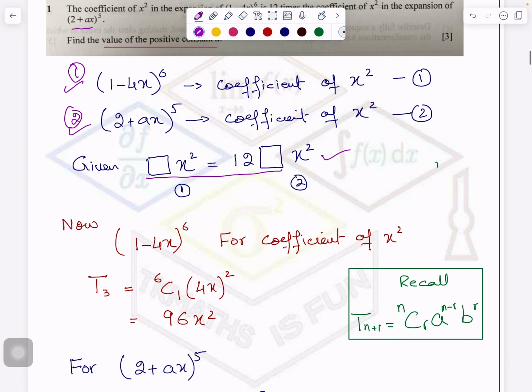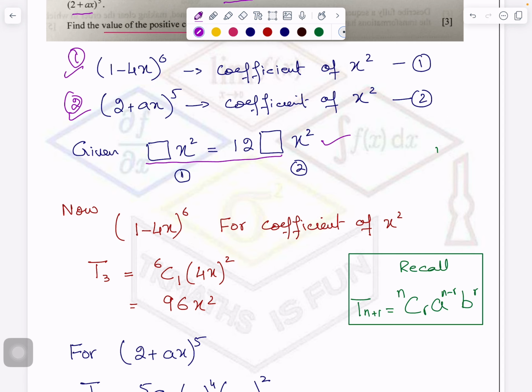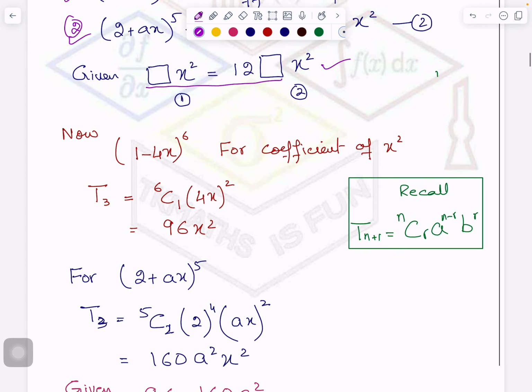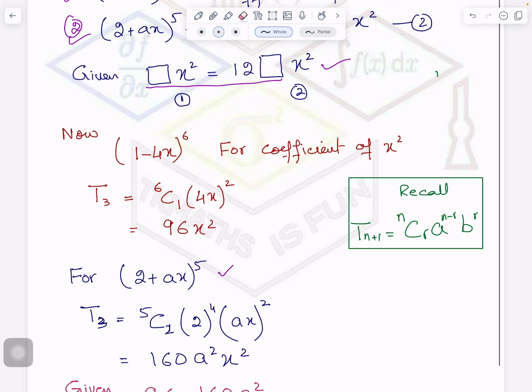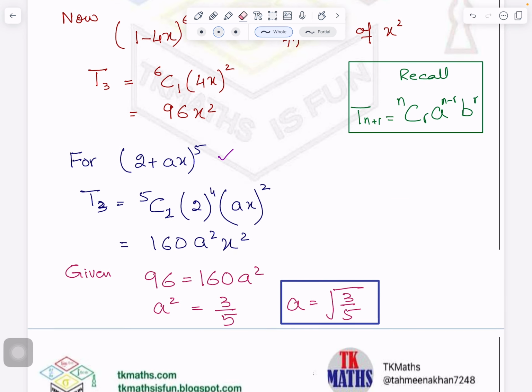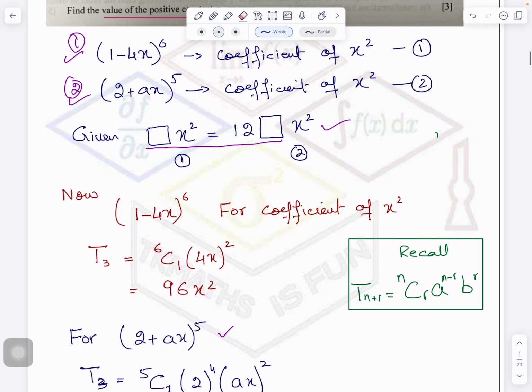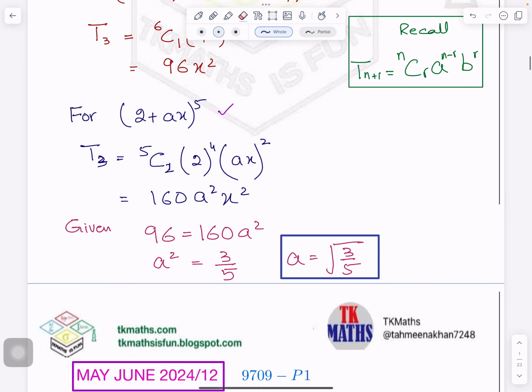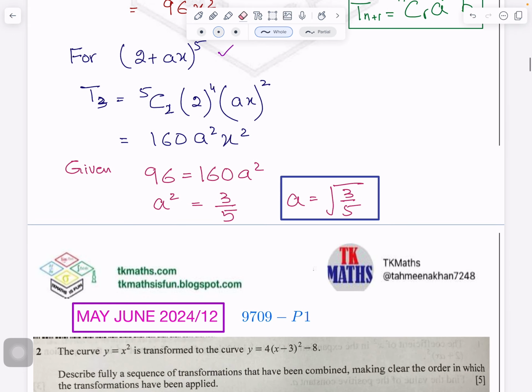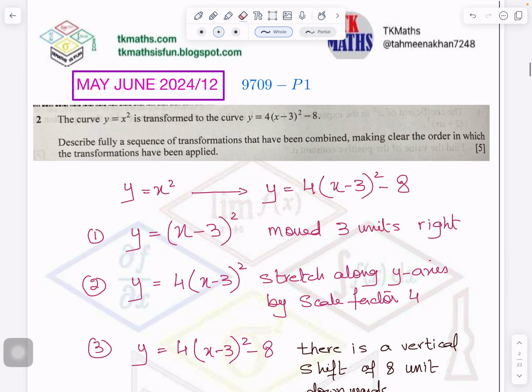So you can see here I have found it by the simple formula, the coefficient of x square, which is 96 here. And in the second binomial, there is unknown a. So I got 160 a square. Okay, so I form an equation and I got a equals root 3 upon 5. It was written here the value of positive constant a, so that's why I'm taking here plus root 3 upon 5. If you find any calculation mistake, you can mention it in the comments.